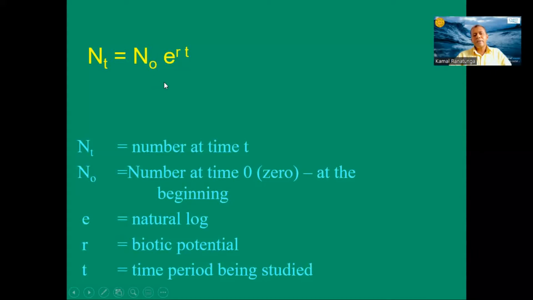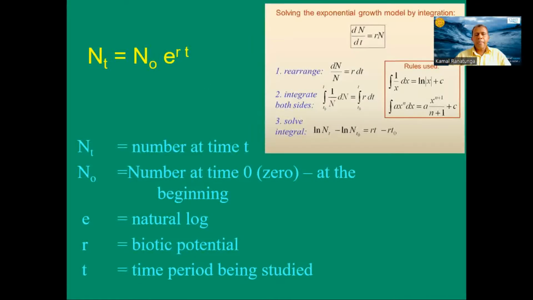E is the natural log base, 2.71 something. R is, again, still the same R, the biotic potential, and T is the time period that has been studied. So if you know these things, you can make a plot.